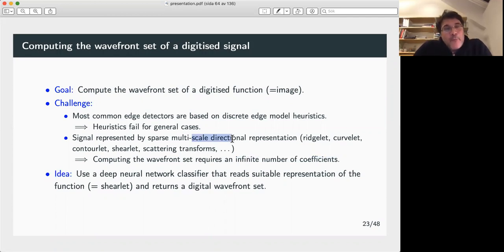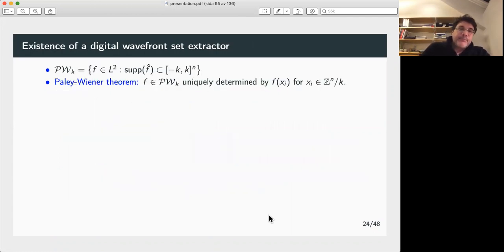So the idea popped up about 2 years ago when we were discussing this with Gitta in Berlin. We were having a meeting with her, and then, maybe we can use some kind of neural network classifier. Maybe try to learn this thing, right? It was a very, very vaguely defined idea at that time. So here you need to try to make precise what you mean by a wavefront set extractor.